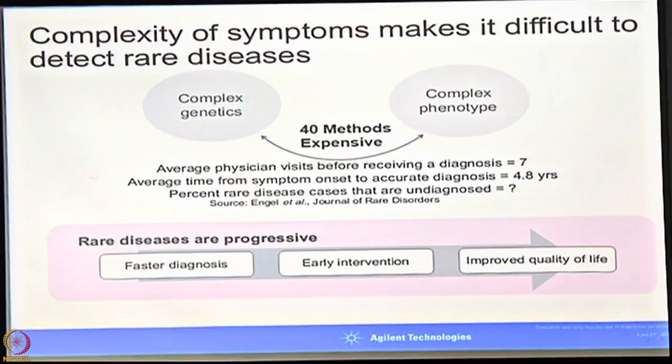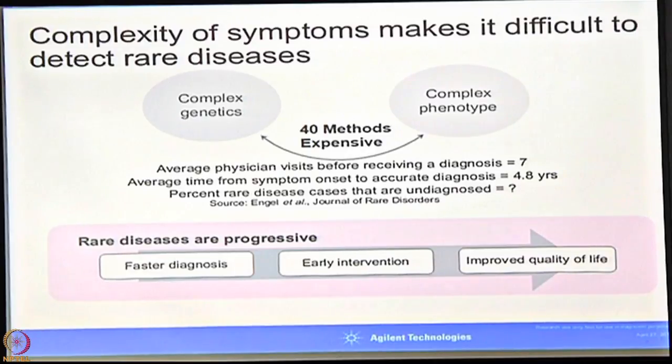This is because the complexity of the disease is not from one gene; multiple genes are affected. So they take at least 7 years and use 40 methods for the diagnosis. That's a challenge. It is pretty expensive, and it takes time.